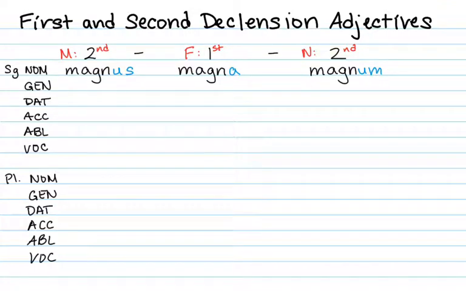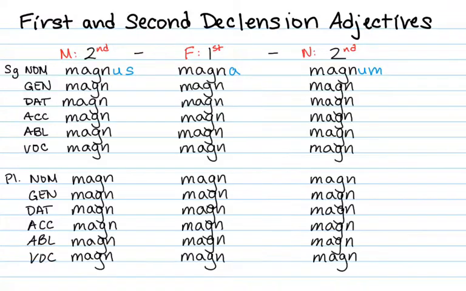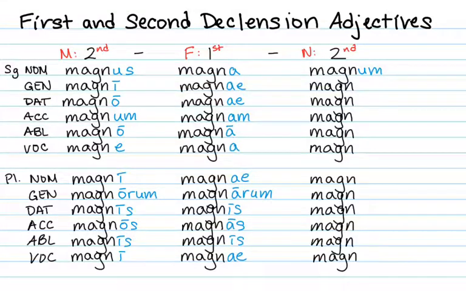So let's look at a full declension. For magnus, the masculine adjective, you use the endings that you learned in Chapter 3. For magna, the feminine adjective, you use the endings that you learned in Chapter 2. And for magnum, the neuter adjective, you use the endings that we learned just now.